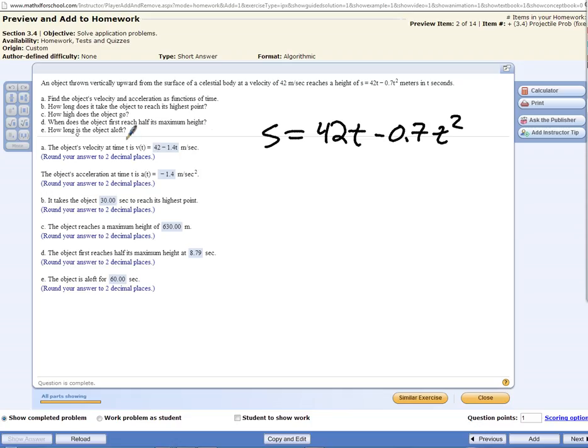Okay, how long is the object aloft? Now, if I know the answer to B, how long does it take to reach its highest point? Half of it. That times 2. And it takes that long to get up and that long to get back down. Tricky, huh? Okay.